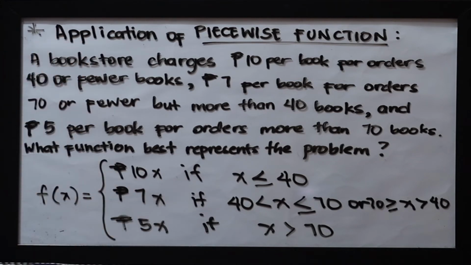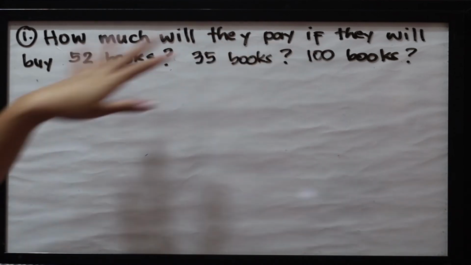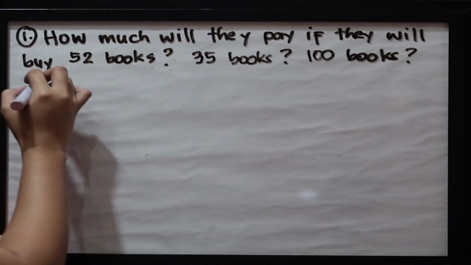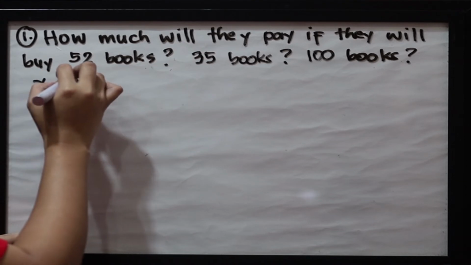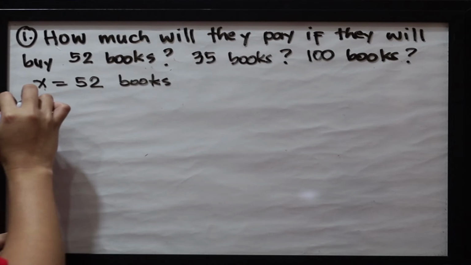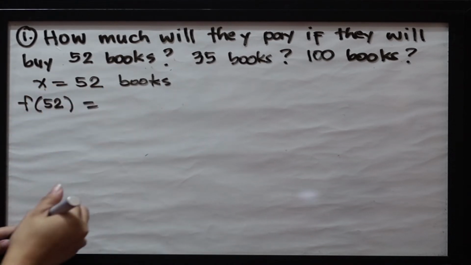So, all you have to do is analyze the problem word by word, or phrase by phrase. Let's say we have a question: how much will they pay if they buy 52 books, 35 books, and 100 books? If x is equal to 52 books, what function are we going to use? Is it the first one, the second one, or the third one?